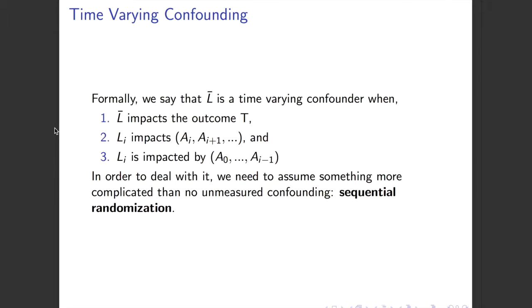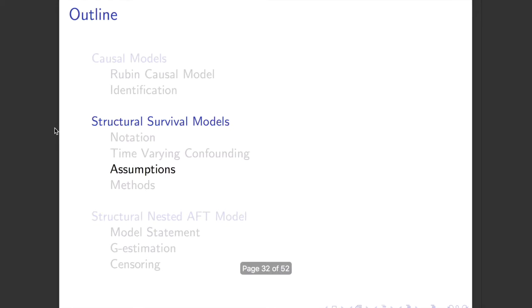In order to deal with it, we need to assume something more complicated than no unmeasured confounding. Let's say that CD4 cell count is the only thing that matters and everything else doesn't matter. We still have a problem, right? So it's not enough to have no unmeasured confounding. We must need something more. We call that sequential randomization. So let's talk about that.